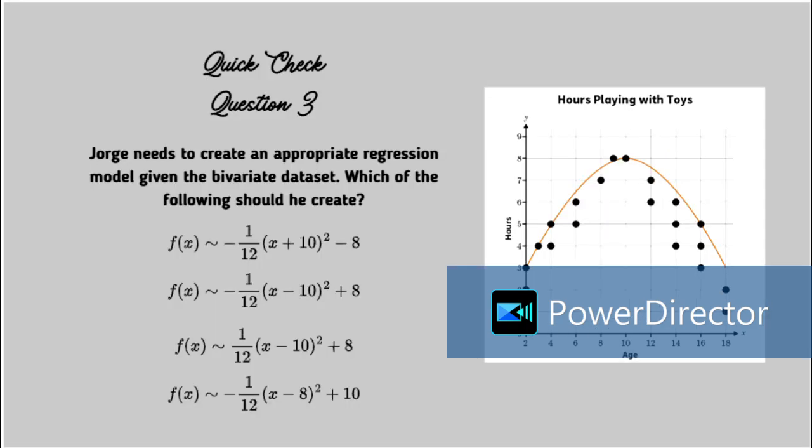Okay, here's quick check 3. Jorge needs to create an appropriate regression model given the bivariate data set. Which of the following should he create? Well, you can look at it and see which type it is. You need to look and see what your formula should look like for that. Come over here, see if you can find the correct formula. Well, they're all in the same format, so you don't have to worry.